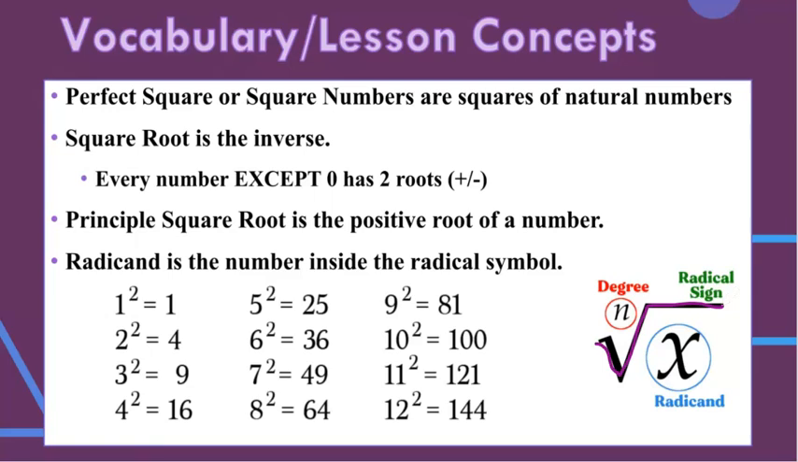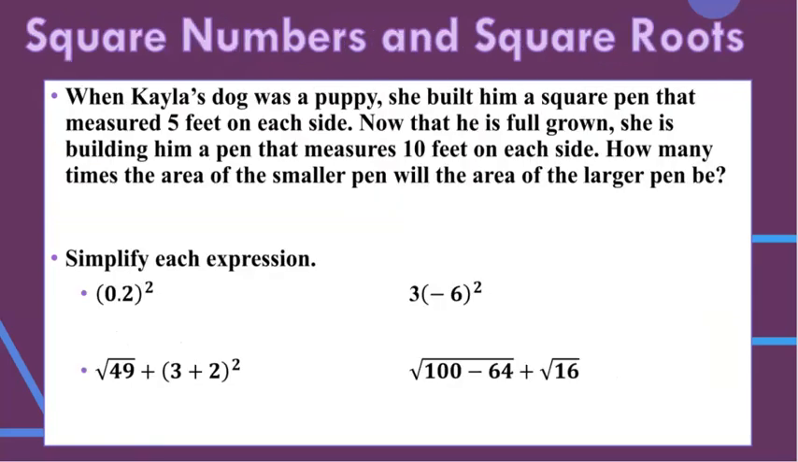So down below you can see the first 12 perfect squares. So 1 squared is 1, 2 squared is 4, 3 squared is 9, and so forth. 10 squared is 100, 11 squared is 121, 12 squared is 144. The more you know the perfect squares, the easier it is to use them when you're simplifying expressions. Otherwise, you can always use your calculator. So let's take a look at some examples.